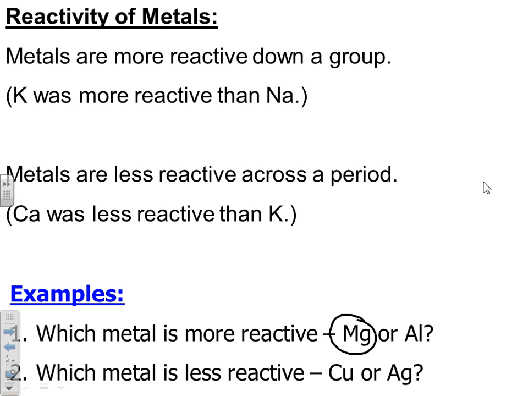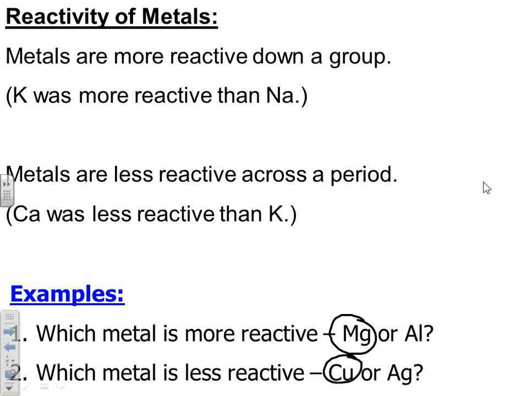Which is less reactive, copper or silver? Now notice we're choosing some transition metals, but we can still make the same thing. Which is less reactive, copper or silver? Yep, Conrad. Copper is less reactive. It's higher on the scale. Copper, because it's higher up on the periodic table.